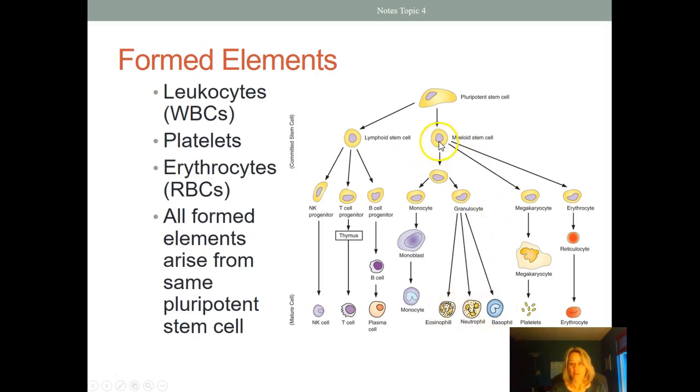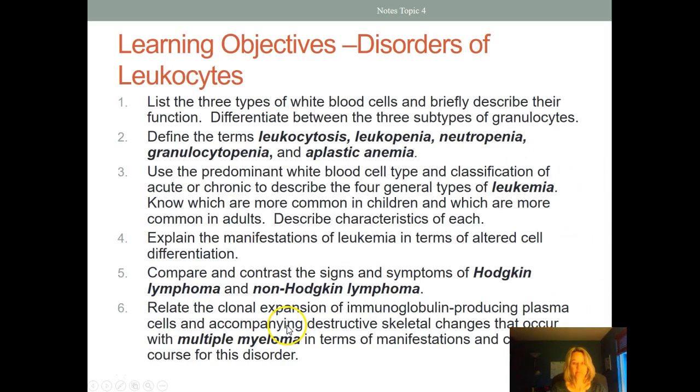And then from the myeloid pathway, we have the megakaryocyte, which fragments break off of that to become platelets, and then the erythrocytes, or red blood cells. Okay, here are the learning objectives for the disorders of the leukocytes, or white blood cells.